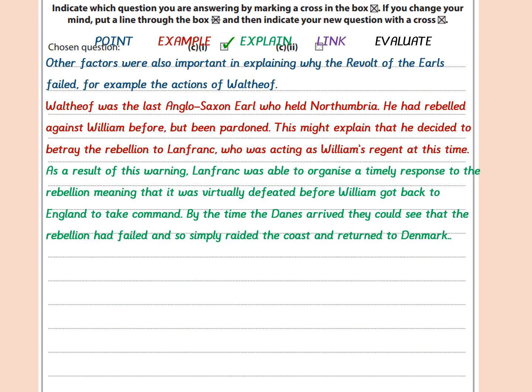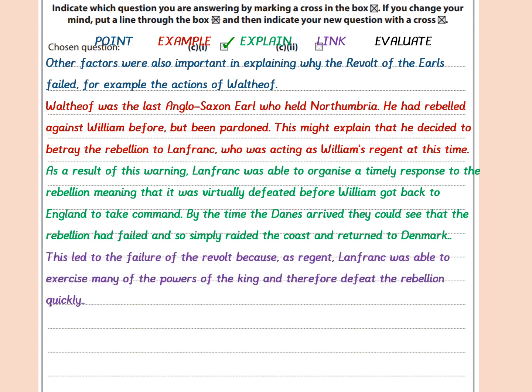By the time the Danes arrived, they could see that the rebellion had failed, and so simply raided the coast and returned to Denmark. This led to the failure of the revolt because, as regent, Lanfranc was able to exercise many of the powers of the king, and therefore defeat the rebellion quickly.